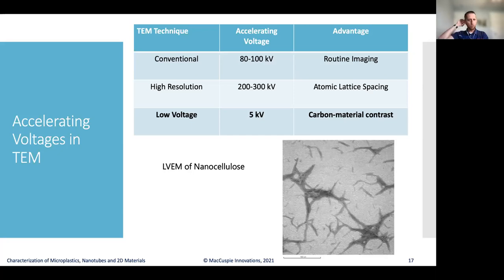And with the low voltage, you begin to have the advantage of an increased contrast for carbon-based materials and low Z elements in general. This particular image shows an example of nanocellulose with a much higher contrast with the low voltage electron microscope. Typically, you may only see very faint grays with a conventional TEM, but with LVEM, you get much greater improved contrast. We'll talk about that more as we go through the presentation today.